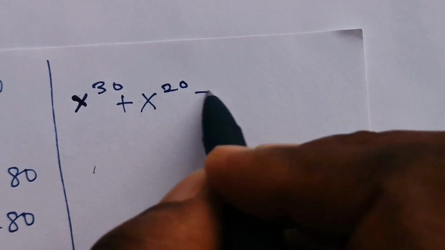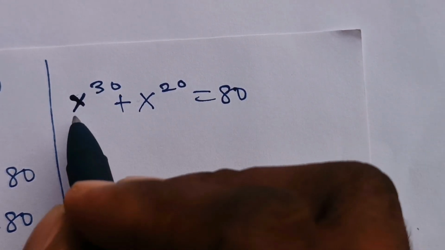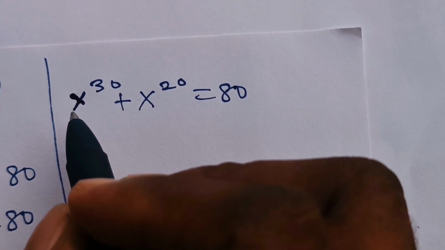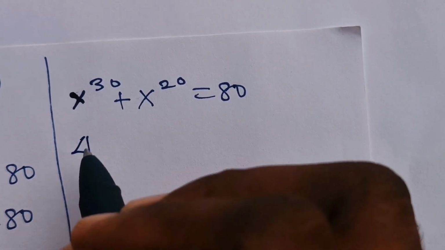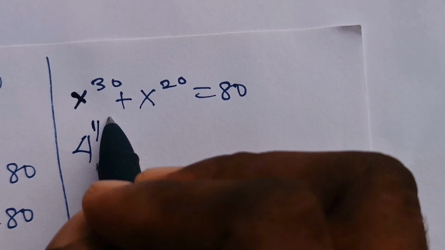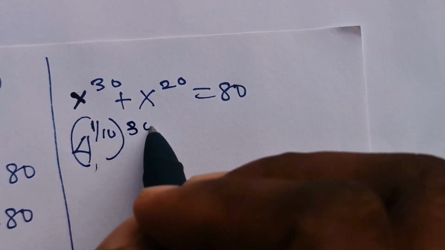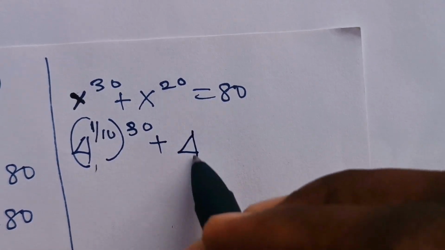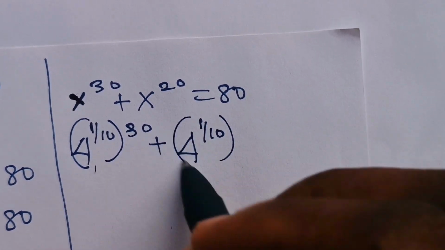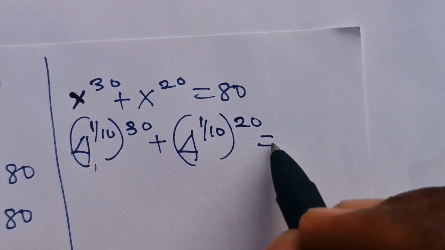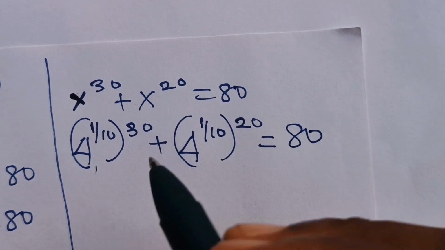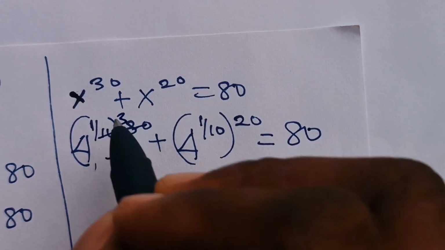So I drew my line. I hope this voiceover is understandable. This is the question. X to the power of 30 plus x to the power of 20 is equal to 80. Now recall that we got x to be equal to 4 to the power of 1 over 10. So I substituted that. 4 to the power of 1 over 10 raised to the power of 30 plus 4 to the power of 1 over 10 raised to the power of 20 is equal to 80.